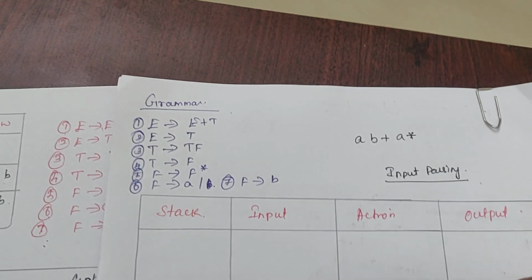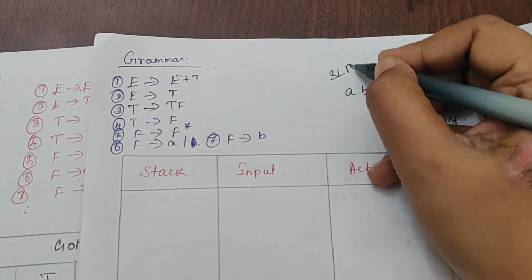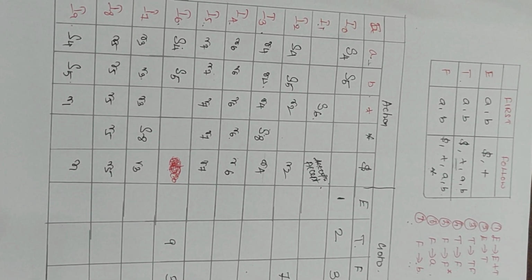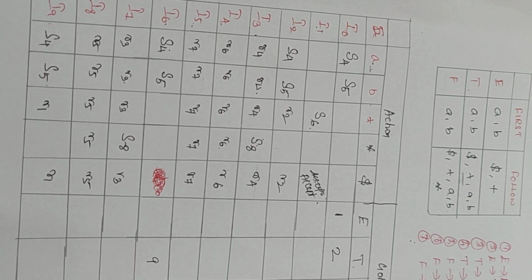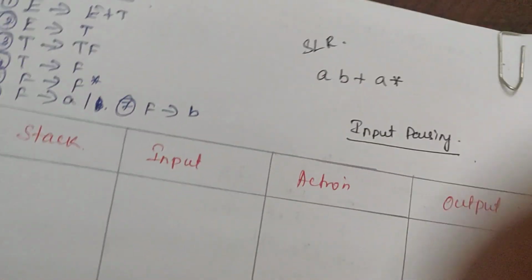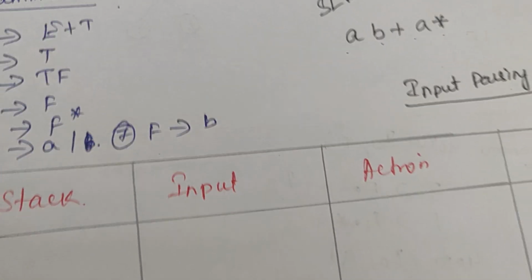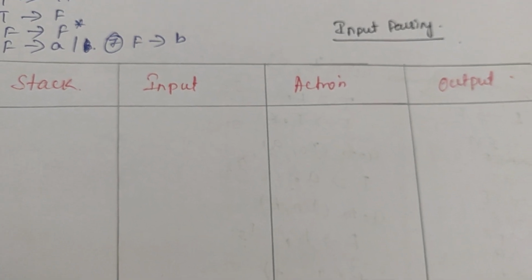Okay, welcome students. Today we will see input parsing on the SLR parser. Earlier we have seen a problem. This is the problem, and we have populated an input parsing table for this. This is the parsing table we solved in the previous video, and based on this parsing table we will solve one input. The input I have taken based on this grammar is A, B plus A star. To solve this we'll have columns like stack, input, action and output.